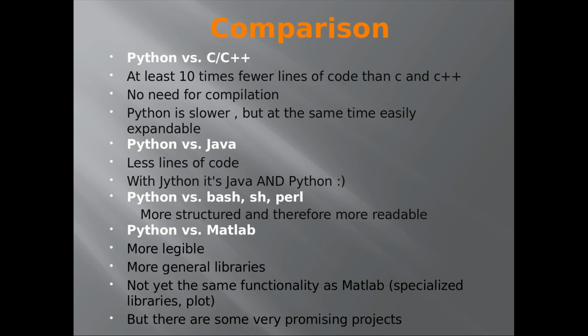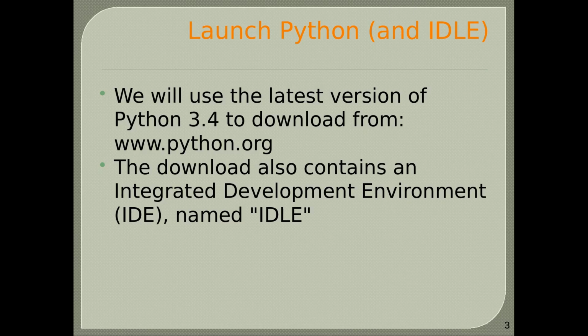Python versus Bash, CSH, and Perl. Python is more structured and therefore more readable. Python versus MATLAB. Python is more readable and it has more general libraries. Python does not yet have the same functionality as MATLAB, as it specializes in libraries and plots, but there are some very promising projects.